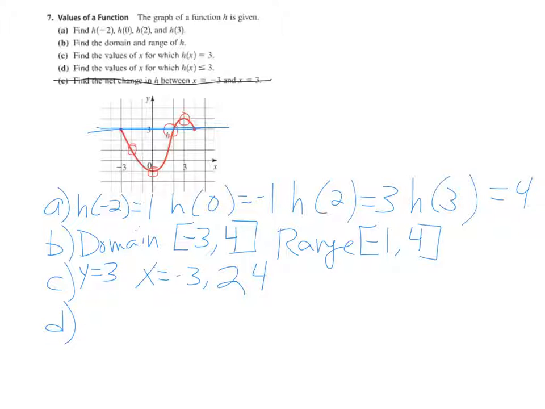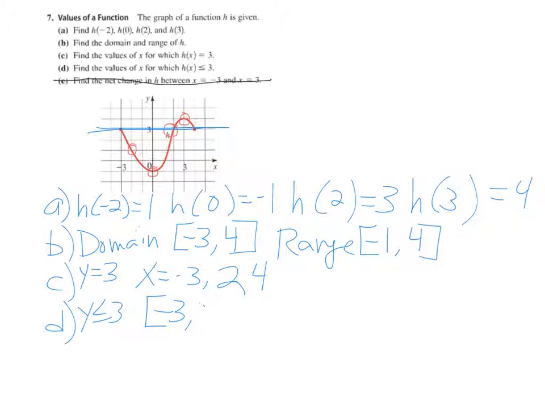Part D, find the values of x for which h of x is less than or equal to 3. So it's below the blue line. And so it starts when x is -3. We have the equal to this time, so we have a bracket. So when x is -3, continue to the right, we're still below the blue line, still below the blue line, until x is 2.